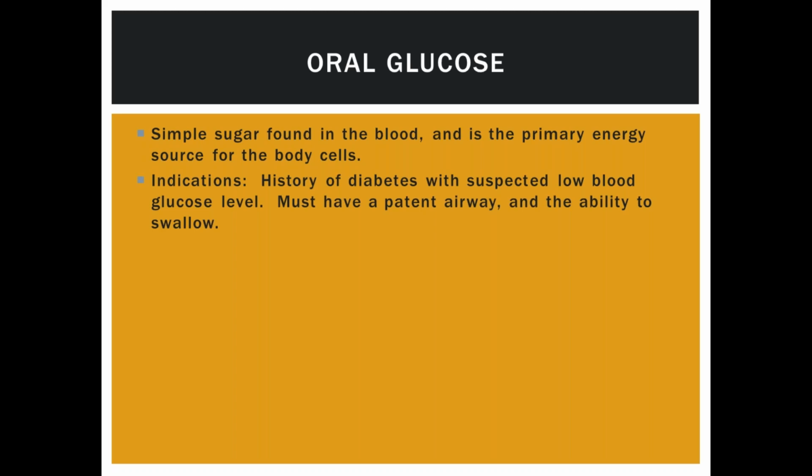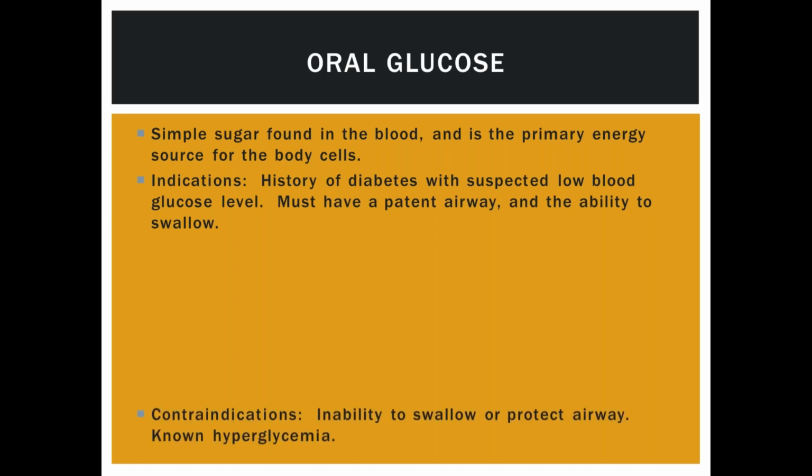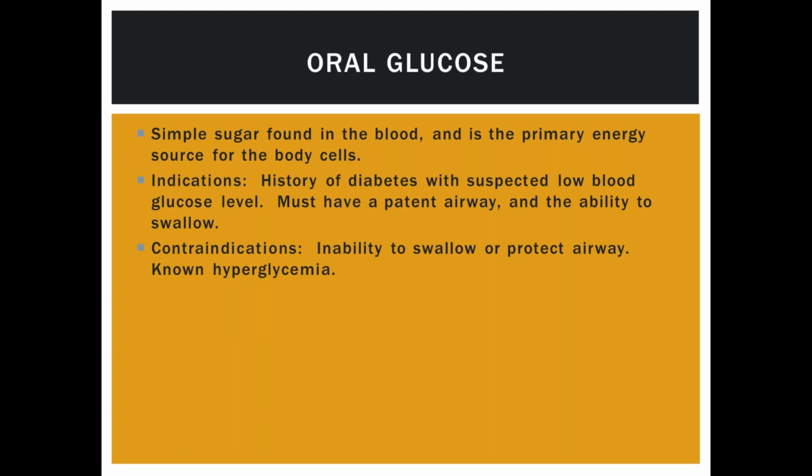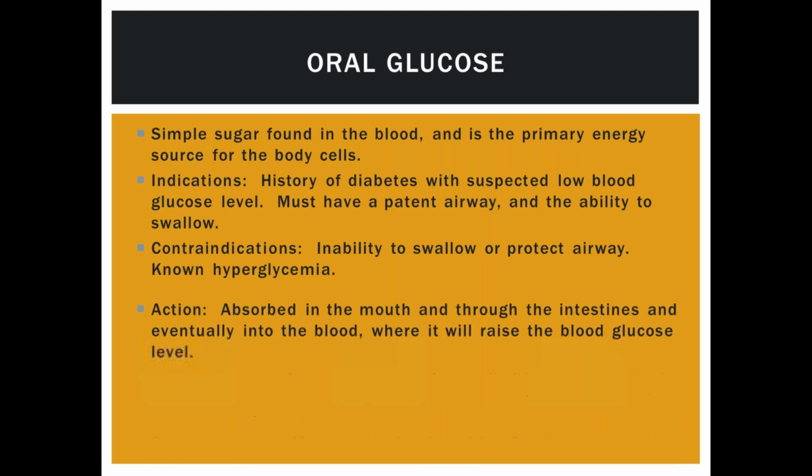Now, most EMT services in the state of Minnesota and the state of Wisconsin can and will use glucometers in order to check that blood sugar. As well, with that indication, the patient must have a patent airway and the ability to properly swallow. Contraindications are if we have an altered mental status or an inability to swallow or protect that patient's airway, or if we know it's a hyperglycemic event in which that patient's blood sugar is actually too high.